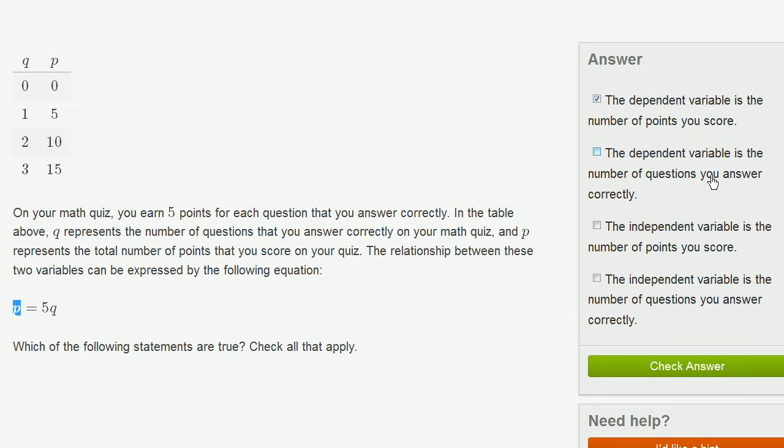The dependent variable is the number of questions you answer correctly. No, we've already talked about that. That's the independent variable. The independent variable is the number of points you score. No, that's not right. That's the dependent variable. The independent variable is the number of questions you answer correctly. Well, that's right. That's what's driving the dependent variable. And we can check our answer.